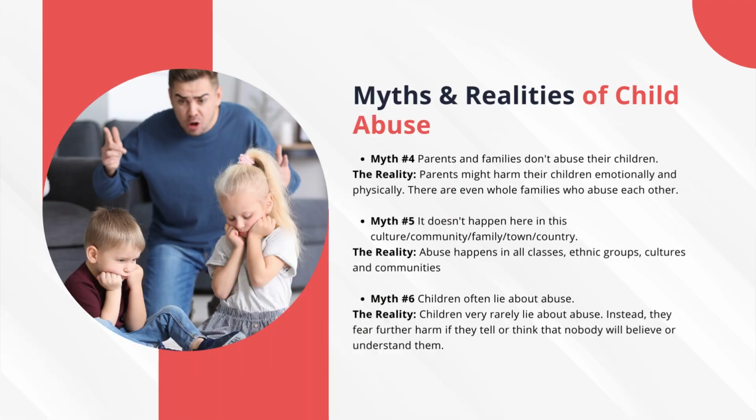Myth number 4. Parents and families don't abuse their children. The reality: parents might harm their children emotionally and physically. There are even whole families who abuse each other. Myth number 5: it doesn't happen here in this culture or community or family or town or country. The reality: abuse happens in all classes, ethnic groups, cultures and communities.